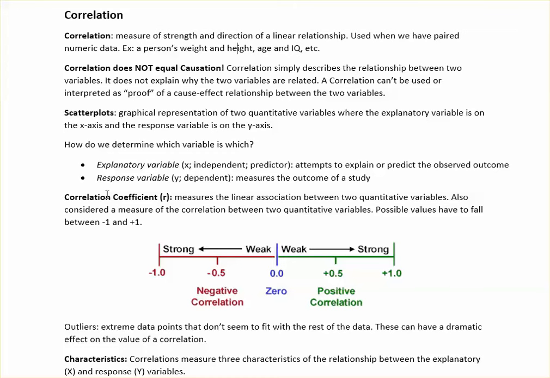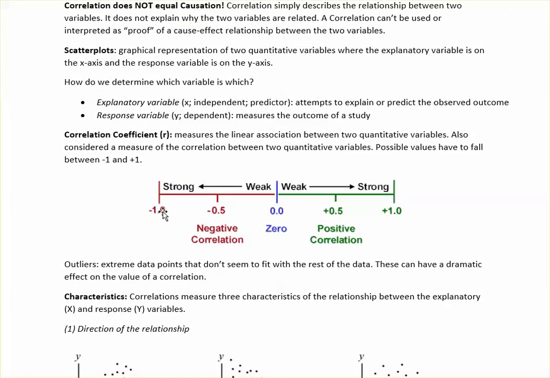The correlation coefficient is actually what you use to measure a correlation. It measures the linear association between the two variables, the explanatory and the response. It is also considered a measure of the correlation between the two quantitative variables. Possible values have to fall between -1 and +1. So this is really important: -1 is just as strong as +1. The only difference is the direction, which we'll get to a little bit lower.